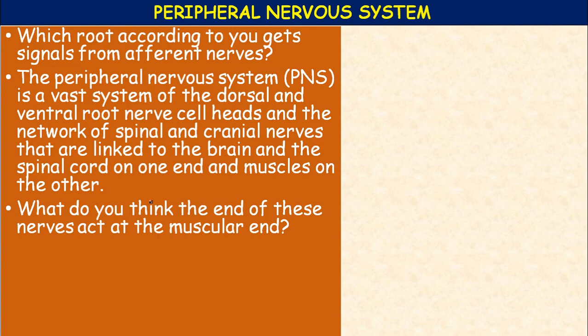Okay, the human body has how many pairs of spinal nerves? 31 pairs of spinal nerves. These are classified into 5 groups. The spinal cord, what are they? Cervical 8 pairs, thoracic 12 pairs, lumbar 5 pairs, sacral 5 pairs, and coccygeal 1 pair, total 31 pairs.